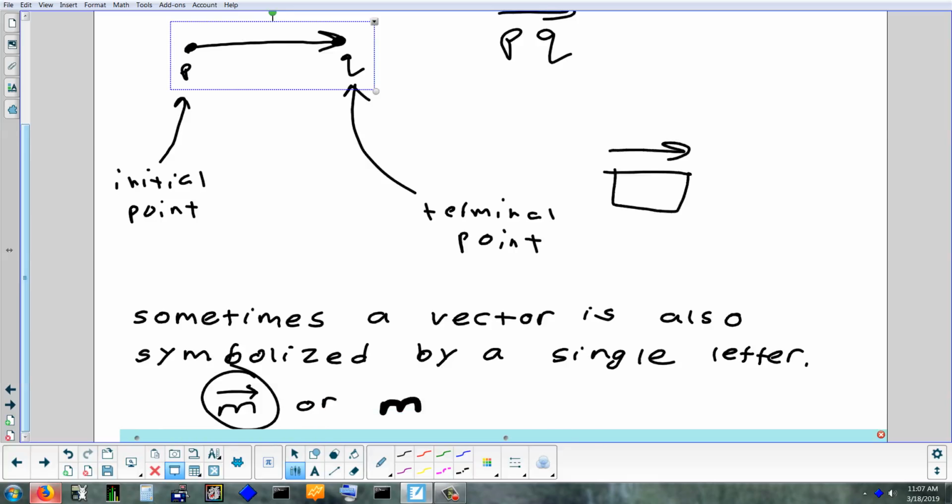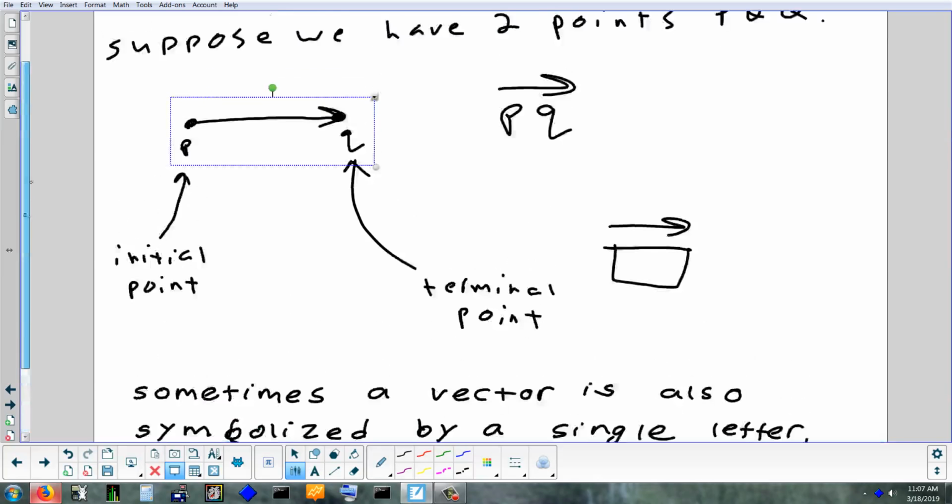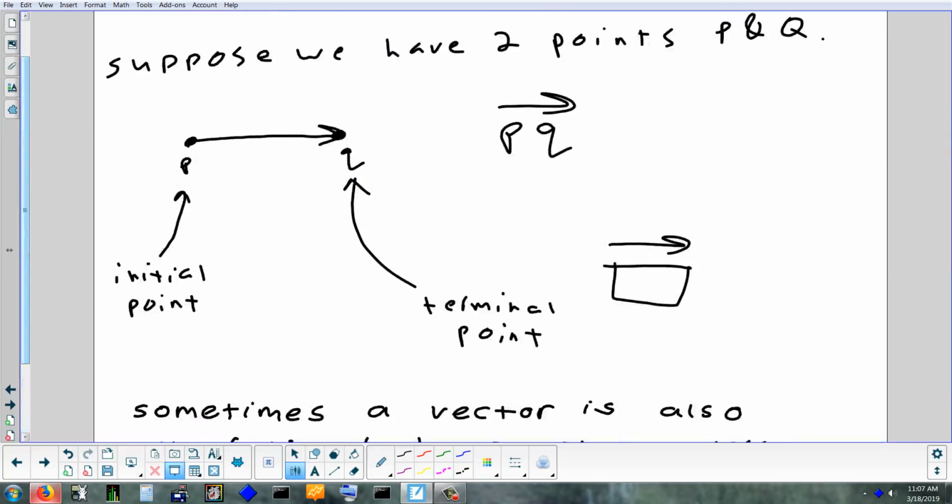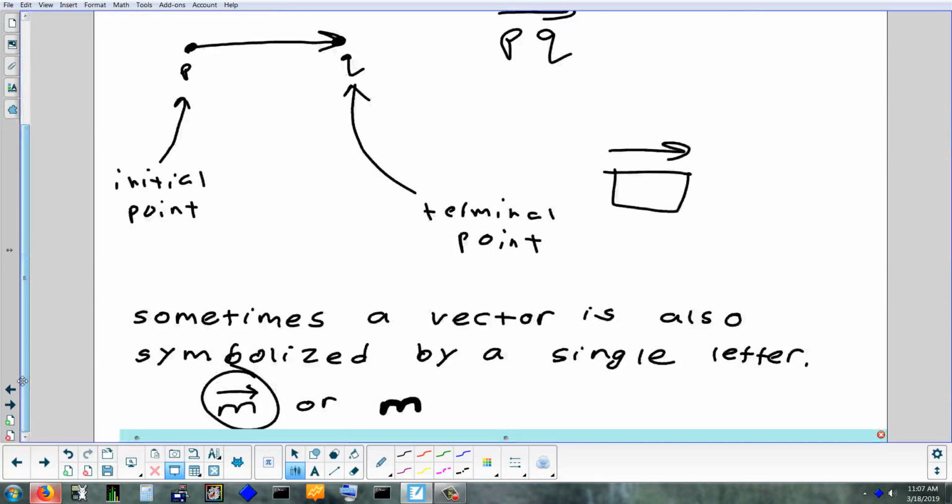If you look at your packet, you'll pretty much see they use the letters U, V, and W a lot on the front page. They do bold letters. Okay. But on page 335, they do talk a little bit about that notation that I just mentioned right here. But most of the time they use bold letters.